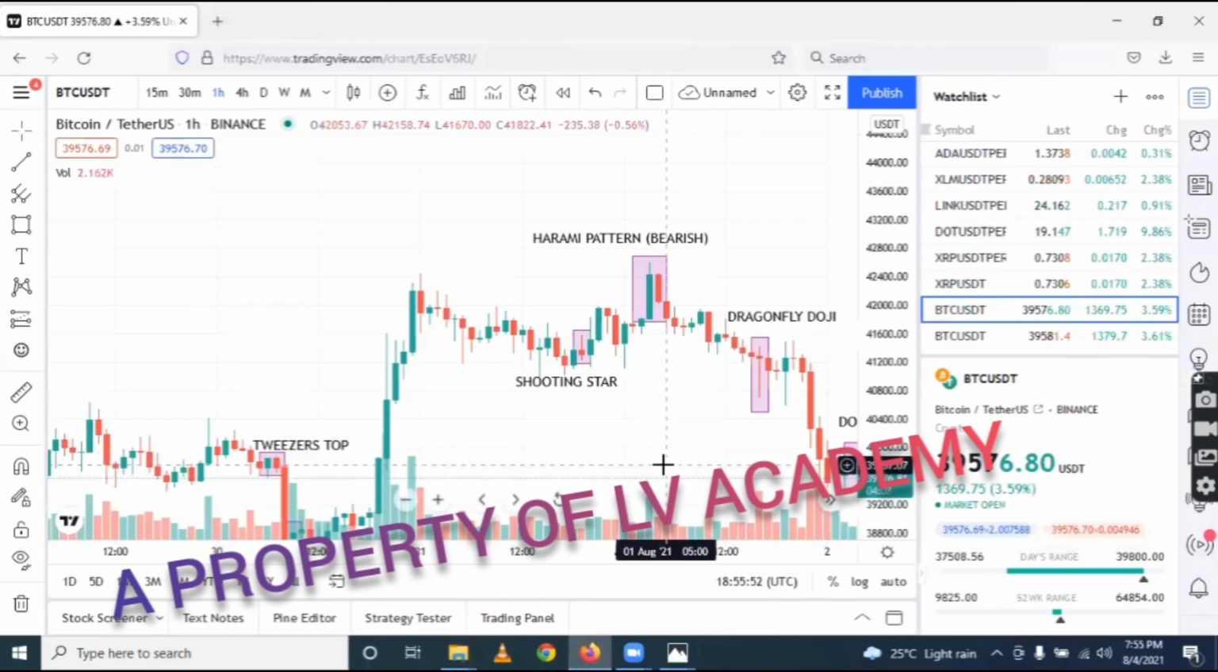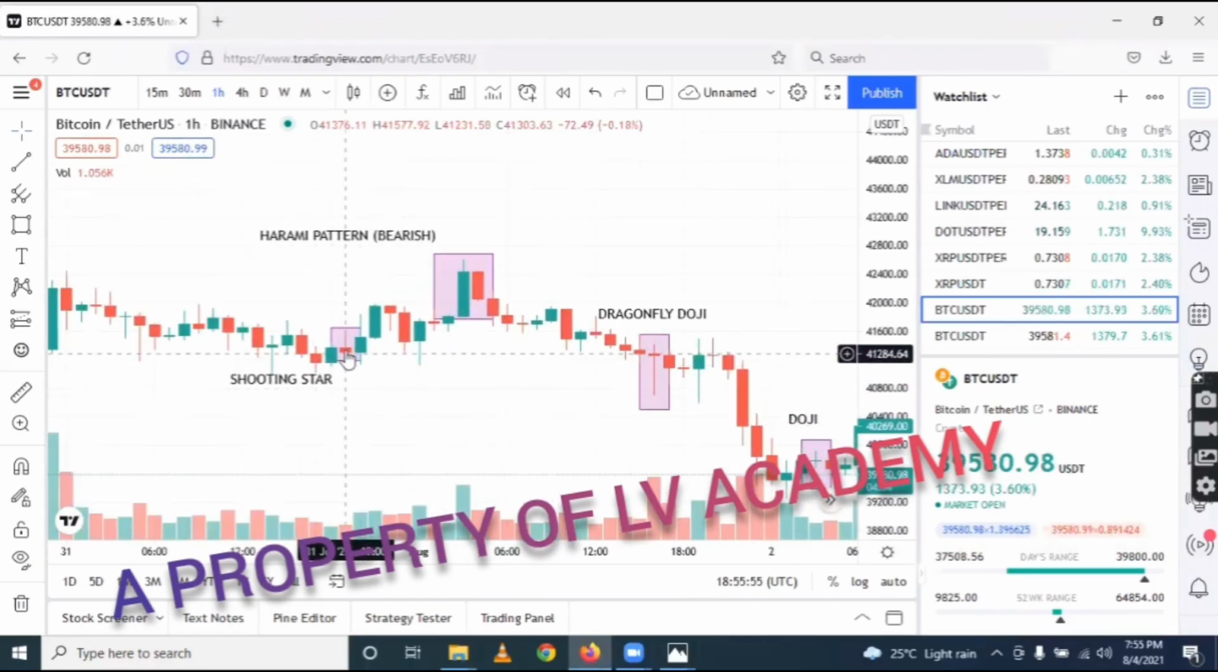So if you look at the chart now, let me look for the shooting star. So look at the shooting star pattern. See, it opened here, right? Then buyers pushed it up, then it came back as low as this. They came back and closed it below the opening price. That is the shooting star for you.